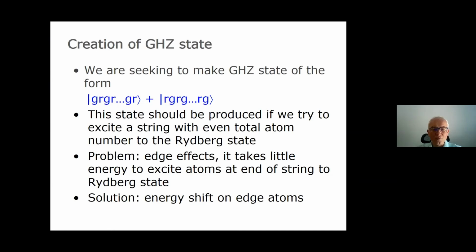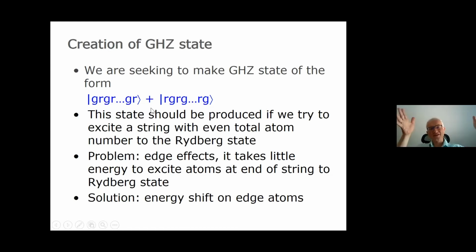And so this state should in principle be produced if we start in the ground state and then just adiabatically ramp to the Rydberg state, because these 2 states are degenerate. So ideally we should just prepare this degenerate superposition. However, what we found when we did this is that we had edge effects.